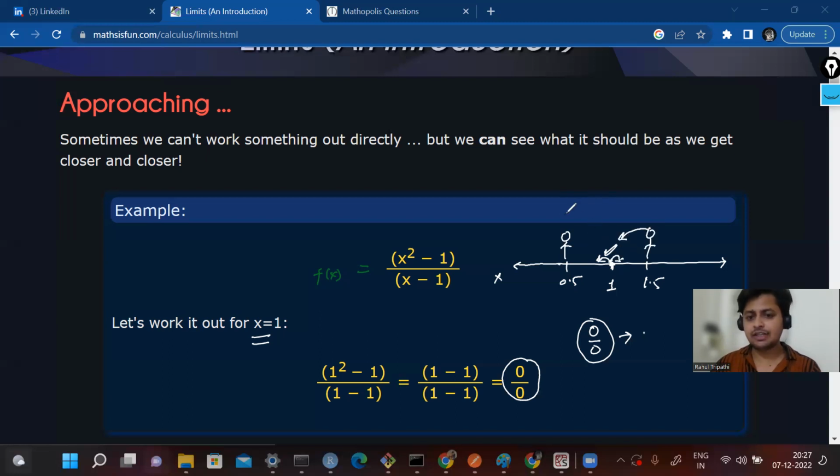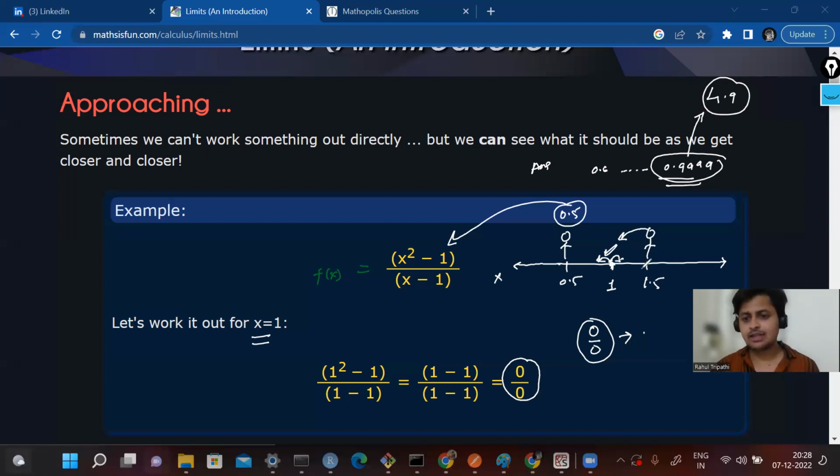First I will test 0.5. I will put 0.5 in this equation and note down my answer, and then I will move to 0.6, and go till 0.99999. So 0.99 means it is a value very close to 1. Similarly, on this side I will get some answer; let's suppose I'm getting 4.9, I'm just assuming. Similarly, I start from 1.5, note down my answer, and go closer to 1. A value very close to 1 would be 1.0001, and at this point also, let's suppose I'm getting 4.999.